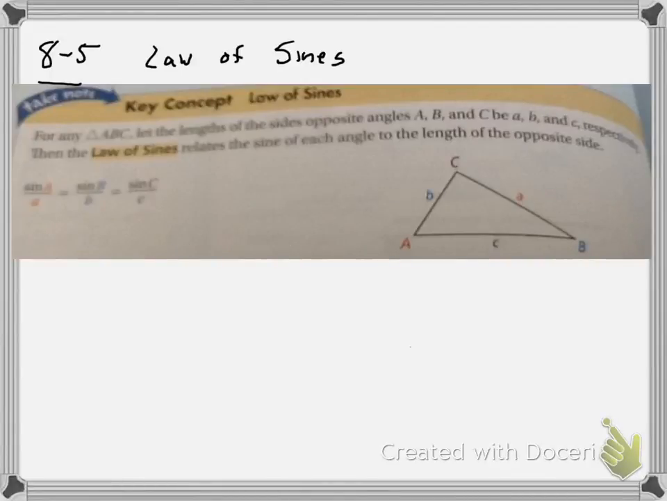8.5 is about the law of sines. Now, the last stuff we've been talking about, the SOHCAHTOA stuff and everything else there, all had to deal with right triangles. Well, what happens if you don't have a right triangle? You can still use trig in those issues here too. So this is what we call the law of sines.